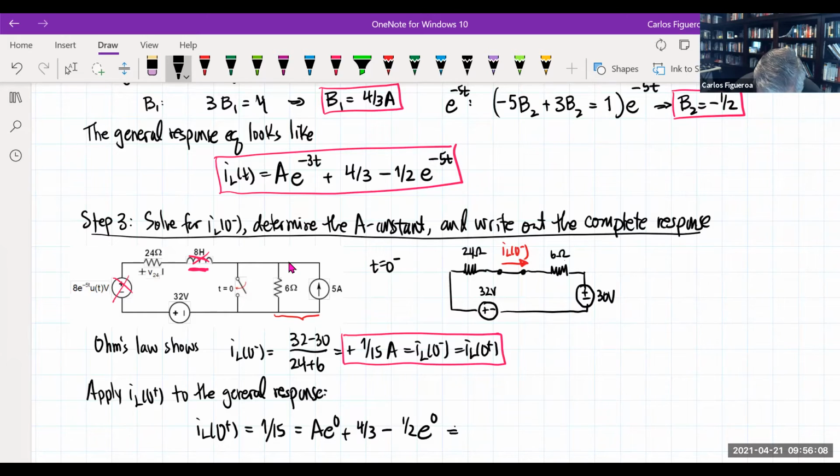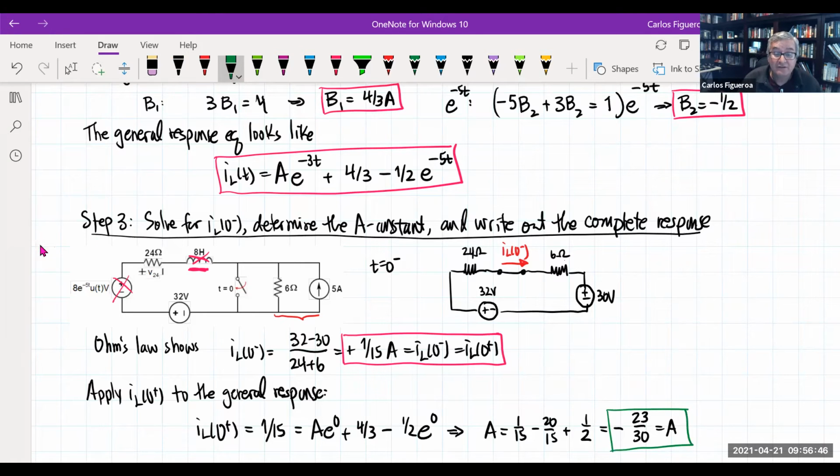So then you could see here that I've got a series of things. A is going to be what? 1/15th minus 4/3. So that should be 20/15. Plus 1/2. And if you compute this number, I'm going to get a value that reads minus 23/30. And now I have my constant.